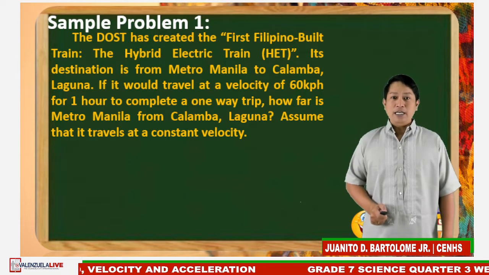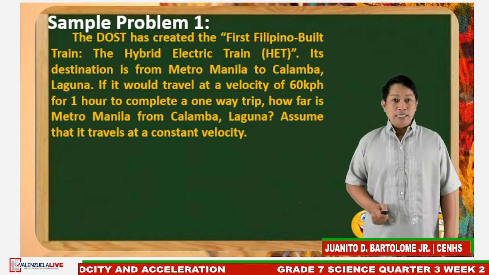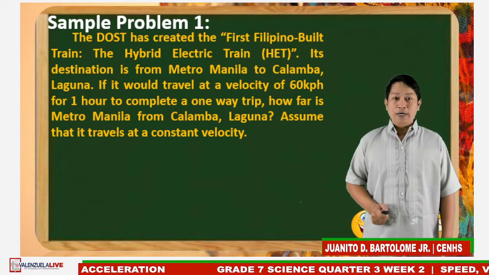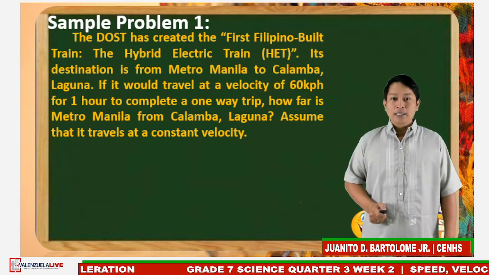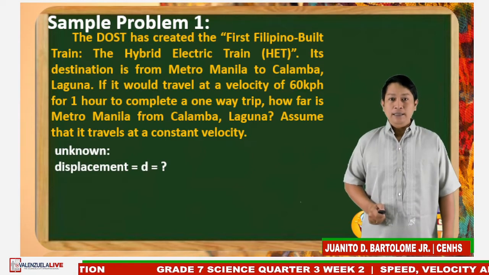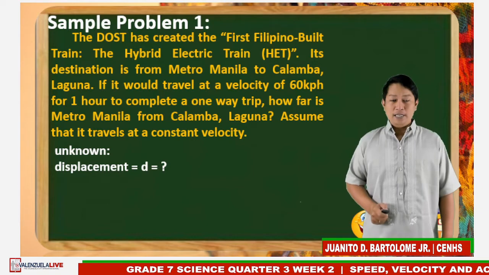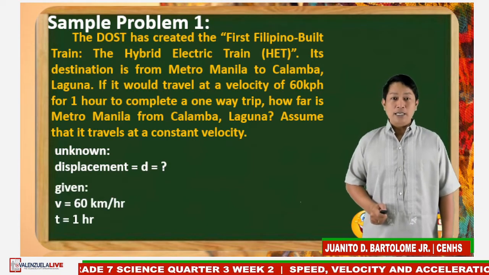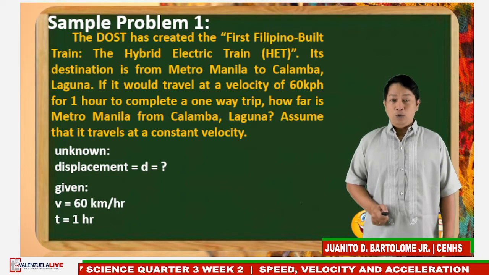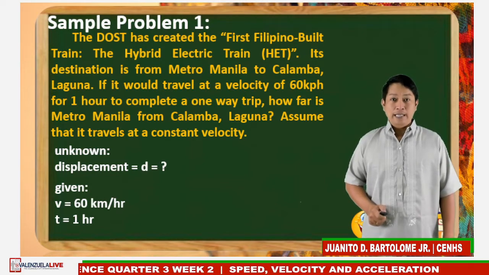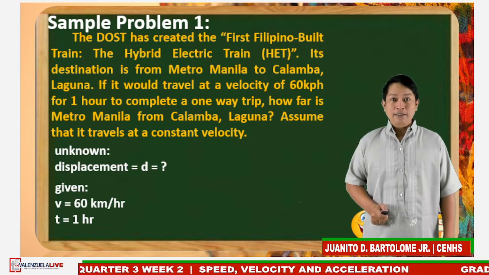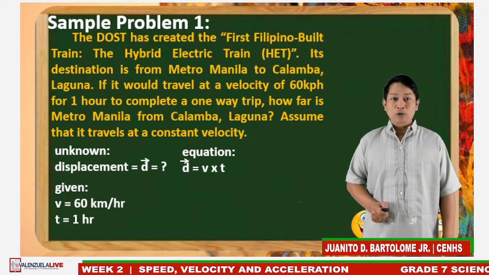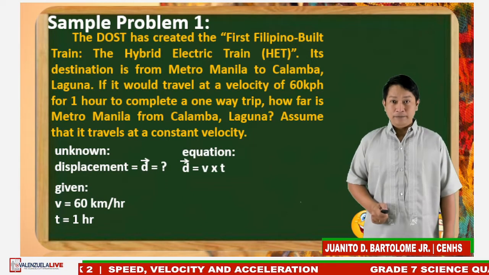First, let us find out what is being asked. Based on the problem, we have to answer the question, how far? How far represents the displacement. The unknown is the displacement. Next, we need to identify the given quantities. Our given quantities are velocity, which is equal to 60 kilometers per hour, and time is equal to 1 hour. Next, we need to identify the equation to solve for the unknown. Displacement is equal to the product of velocity and time.